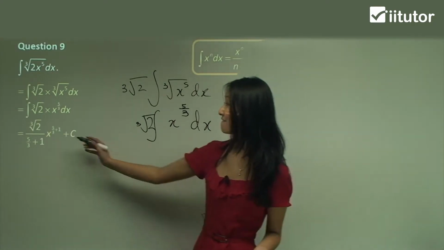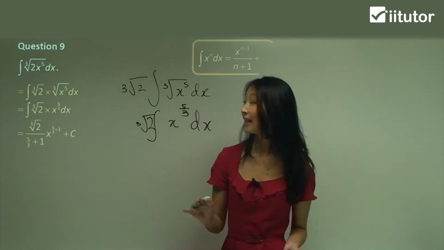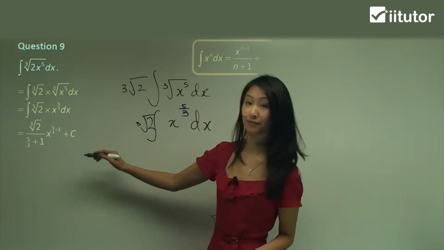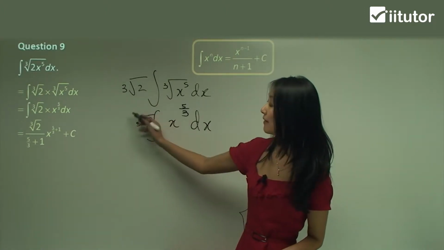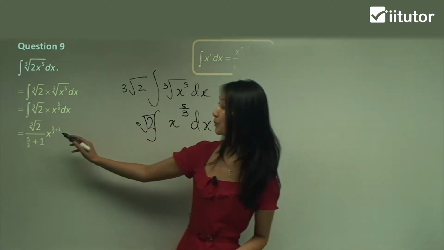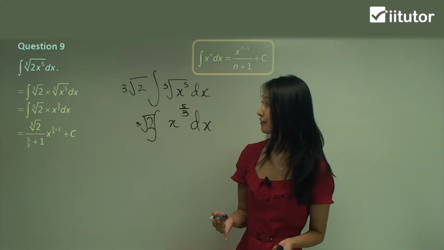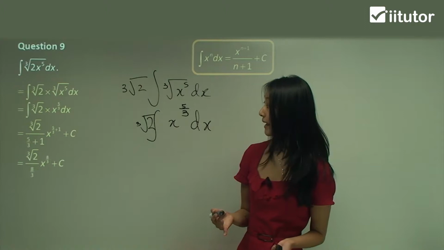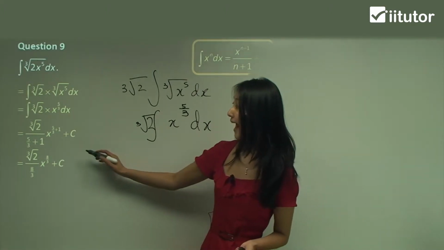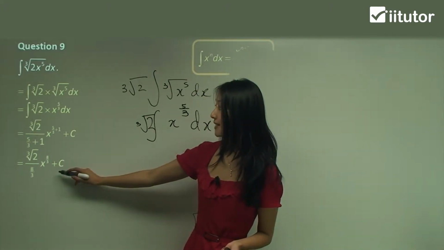So now we have 5 on 3 plus 1 divided by 5 on 3 plus 1 multiplied by the number out the front, which is what we have here. And now we just simplify. So 5 on 3 plus 1 is just going to be 8 on 3.